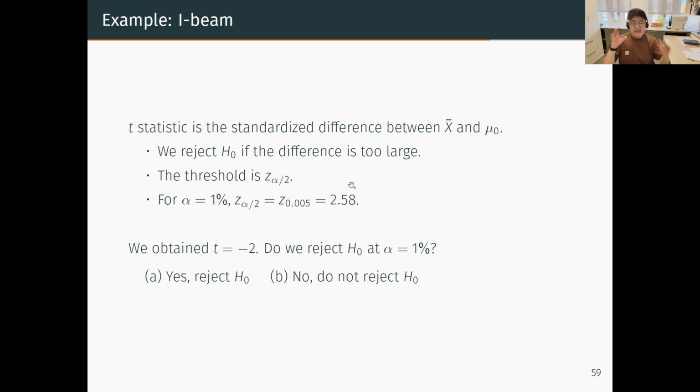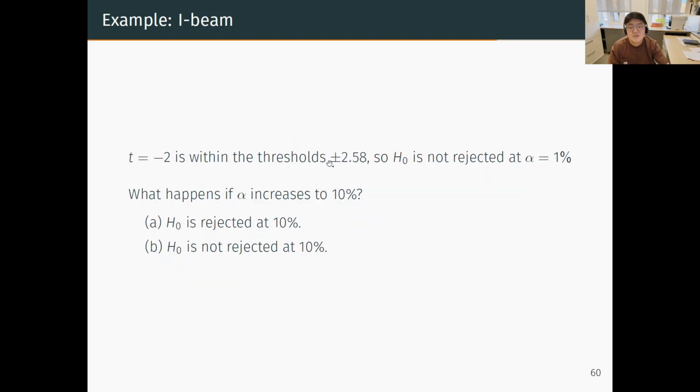So this means if your t-statistic is within plus minus 2.58, so plus minus 2.58 is the boundary, is the threshold. But -2 is within those interval, right? Therefore, you cannot reject the null hypothesis. -2 is closer to 0 than your cutoff. So the distance is not too large. Okay, so that is how we conclude. The answer is B here. Okay, so within the threshold.